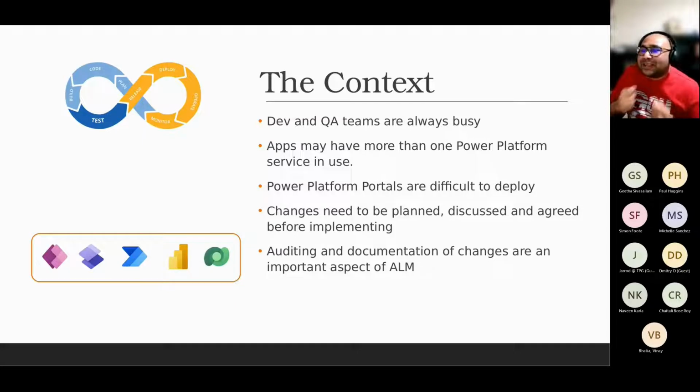Apps may have more than one Power Platform service in use, and this is very common. A solution that we are building may not just contain a Canvas app. It may have Canvas apps, Power Apps, Power Pages, Power Apps portals. A solution may contain Power Automate flows. It may contain dataflows. It may contain all sorts of things which need to go together.